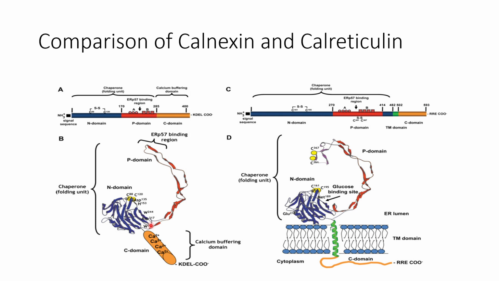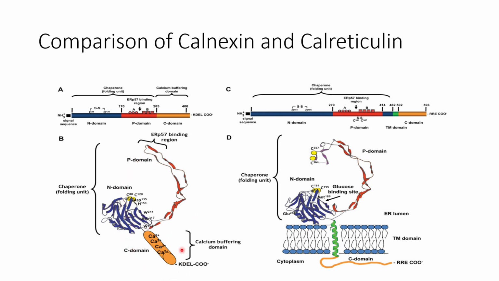The P domain is actually a turn, and this helps in making a bond with ERp57, which is a protein from the PDI family, that is the protein disulfide isomerase family, that also helps newly co-translated or translated proteins to acquire their native disulfide bond. So this N and P domain together function as a folding unit, or together function as a chaperone.